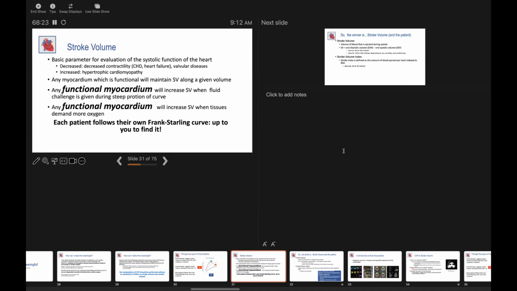And that's really the Frank-Starling principle. Functional myocardium will increase stroke volume when tissues are acidotic. A functional myocardium will accept the volume you gave and eject it. And at some point, when you're over resuscitating, you will make the ventricle non-functional or dysfunctional. And that over resuscitation is volume and vasopressor.